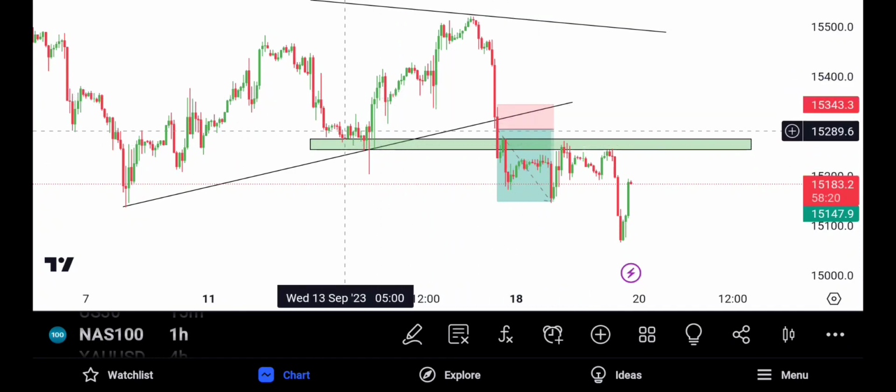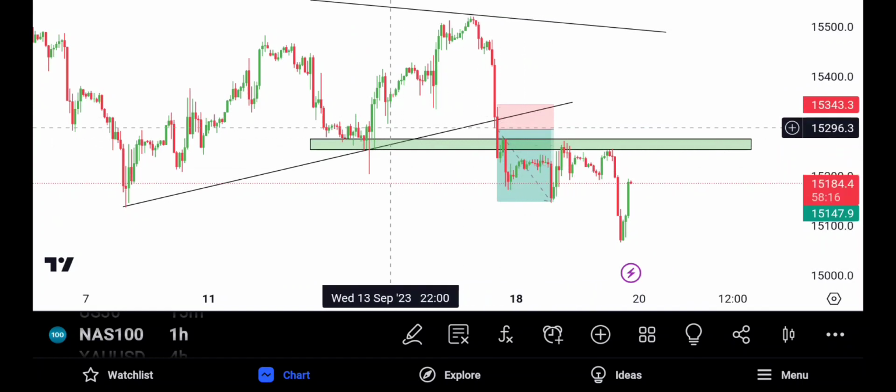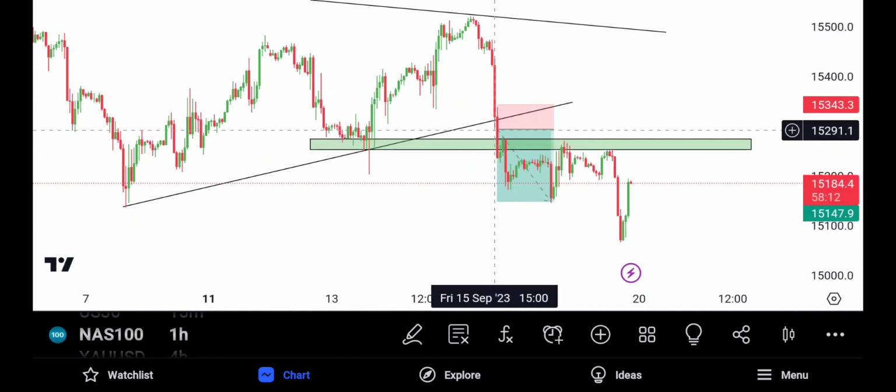So you're going to look at your nearest low to the current market price. Once you find your nearest low to current market price, let's say you entered here, you leave the market to move.